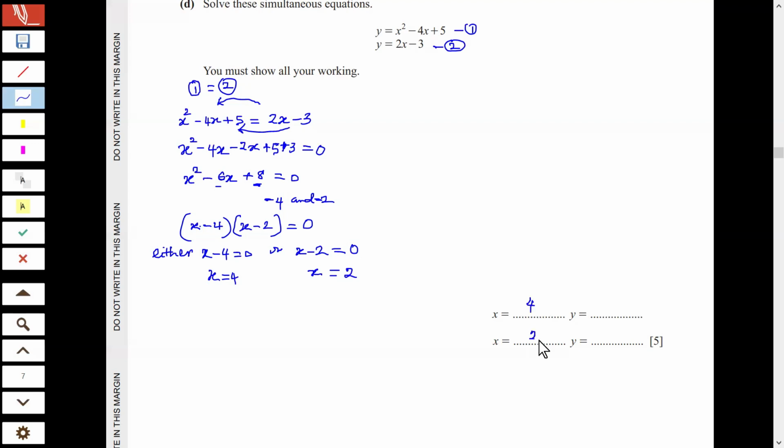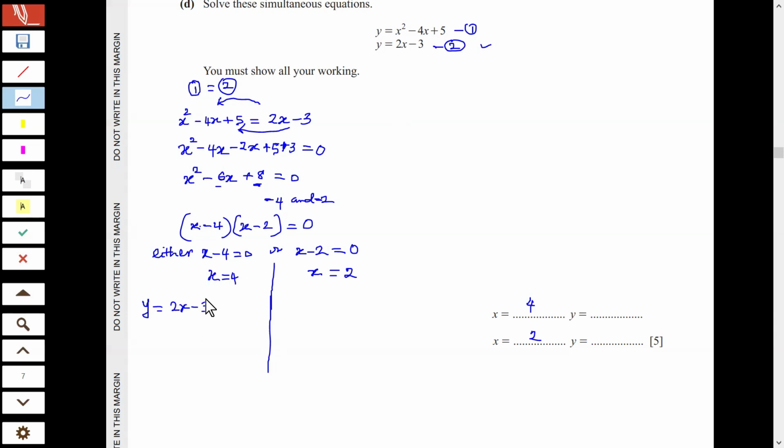Now, let's come here and write x equal to 4, x equal to 2. So we need to find the corresponding values of y after finding x. And we can do that by going back to any of these equations. Let's take equation 2, y equal to 2x minus 3. If x is equal to 4, all you have to do is to substitute into y equal to 2x minus 3.